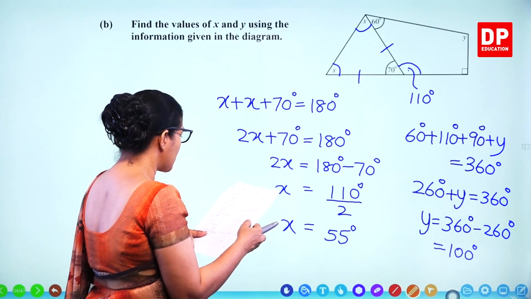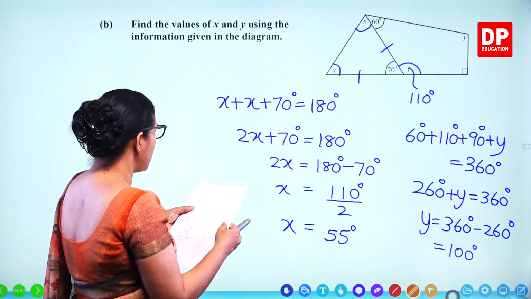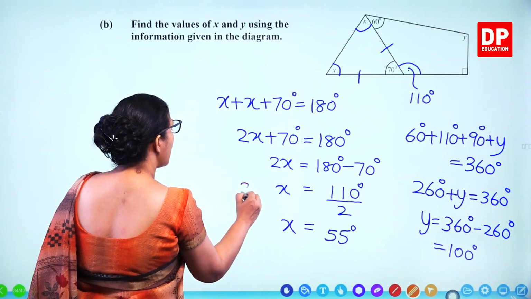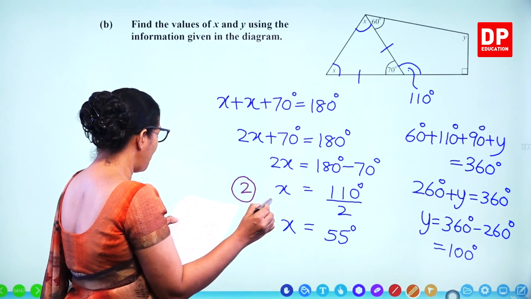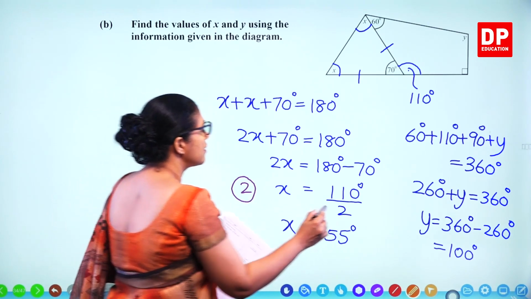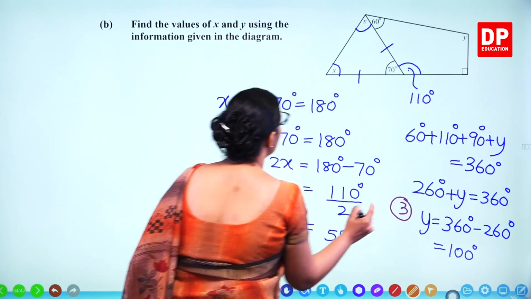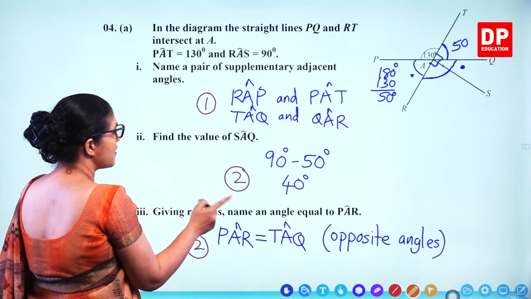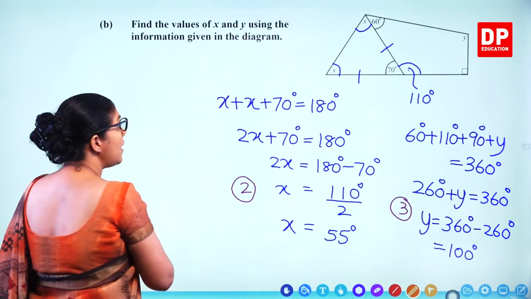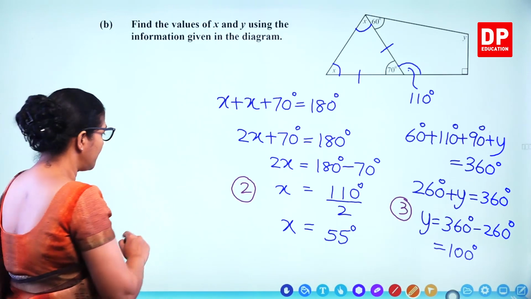So how many marks for that? So you are getting 2 marks for finding x and 3 marks for finding y value. So that's 5. So previous one, 5 marks and 5. Altogether, 10 marks for that question.